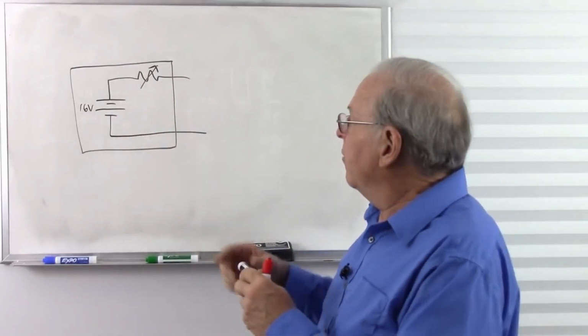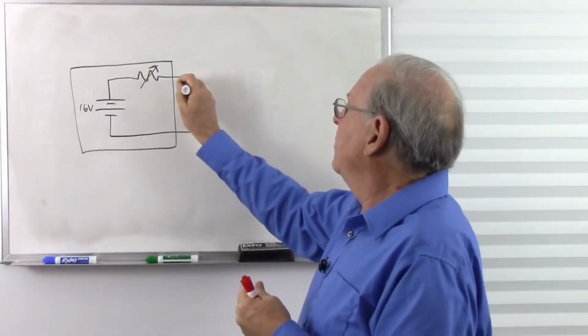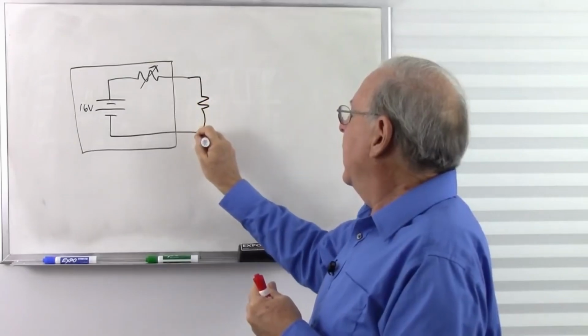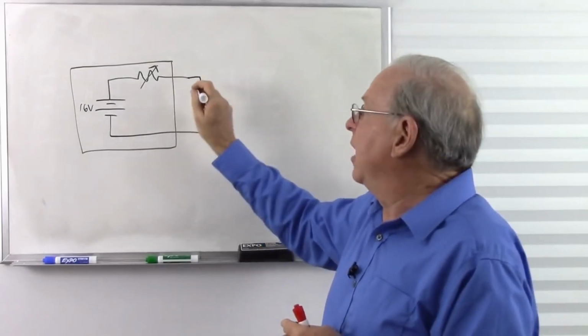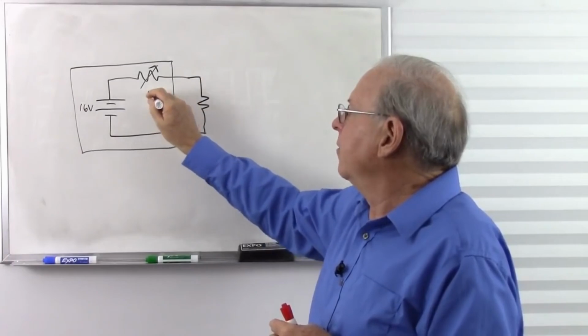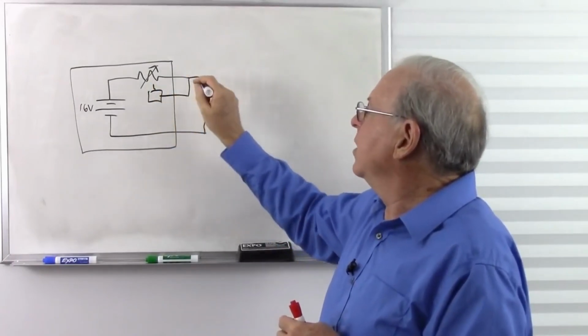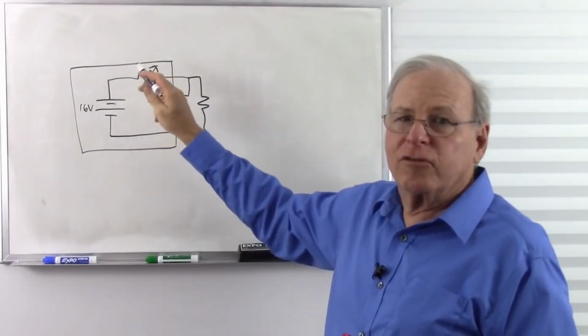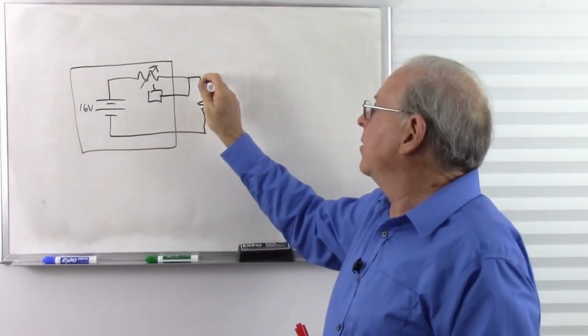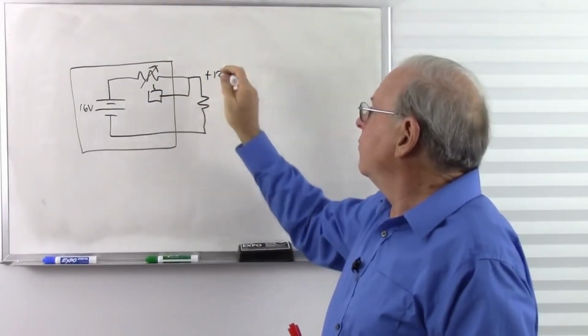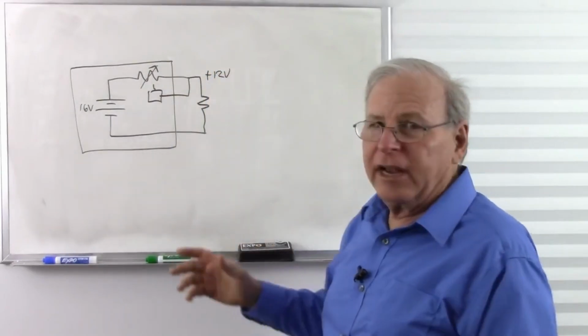In the case of a power supply, we have a special case because it's intelligent and it monitors the voltage here. And in this case, the voltage monitor, I'll draw it like that, is looking at that voltage, and it will change the resistance to whatever it takes to keep this at positive 12 volts. So that's the nature of a power supply.